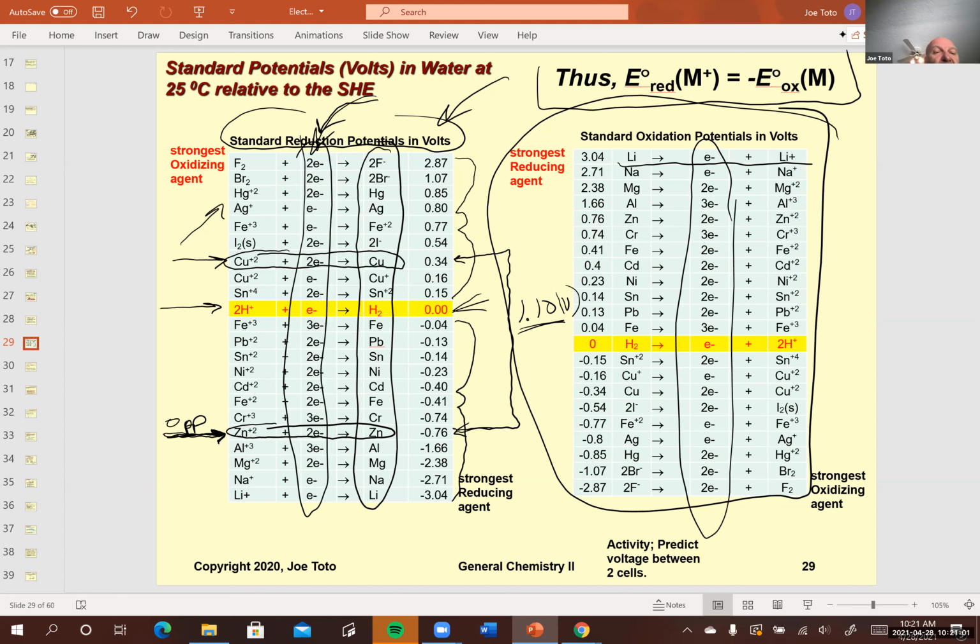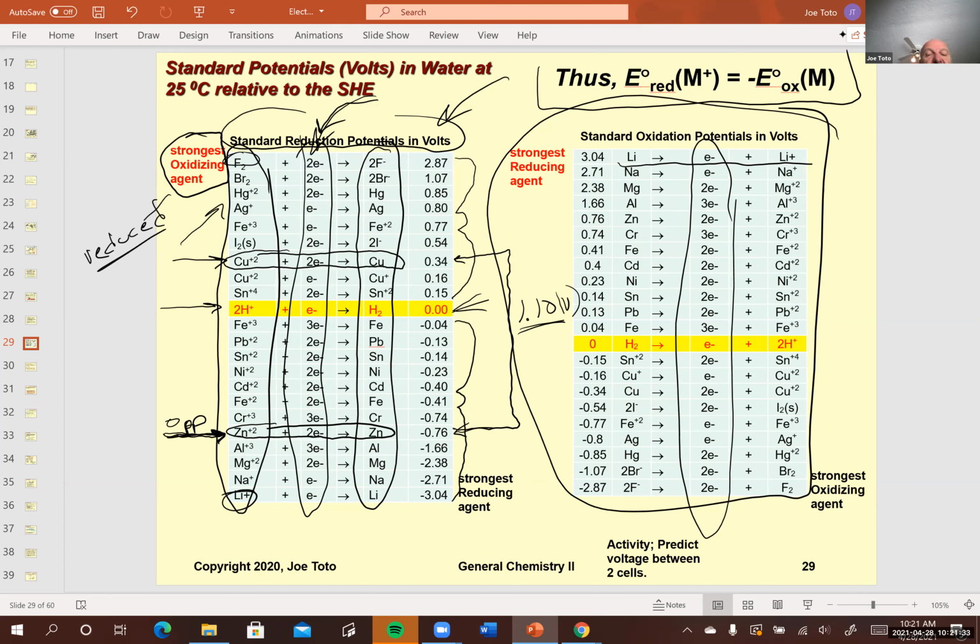So if I look at the strongest oxidizing agent, that means that thing itself is reduced. Okay, so these are all reductions. So I'm looking for something on the left side of the chart. So the strongest oxidizing agent in this chart is going to be F2. And the weakest oxidizing agent is going to be Li plus. Okay, because it has to get reduced.